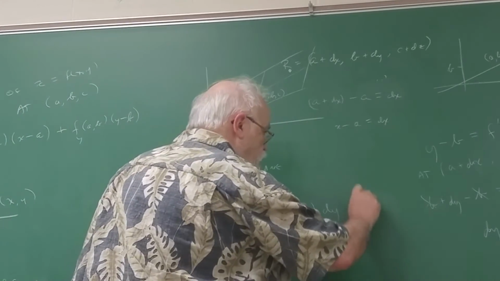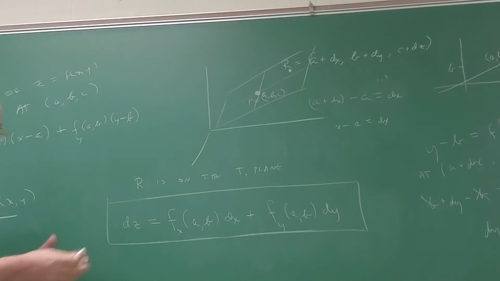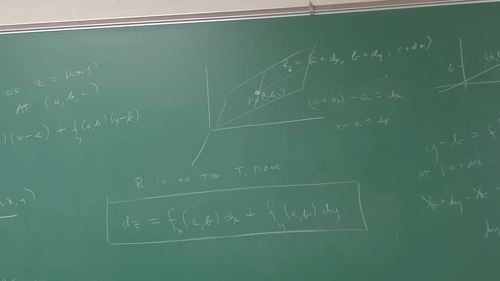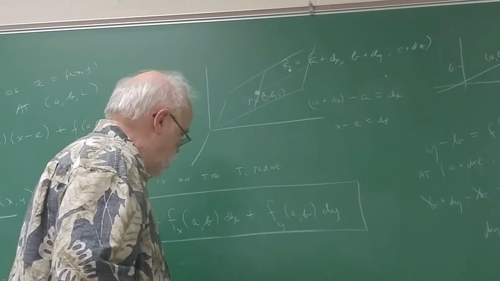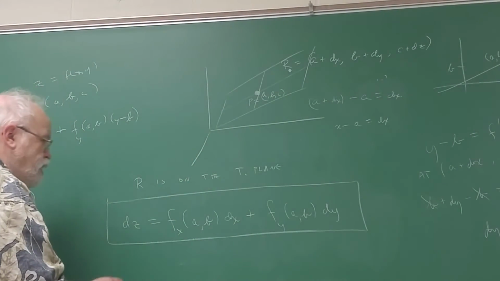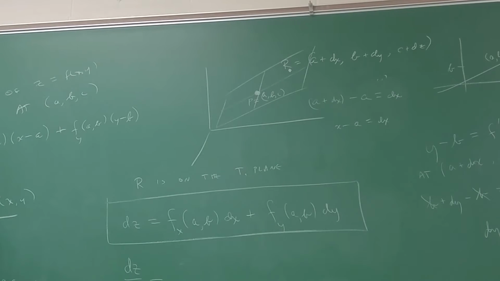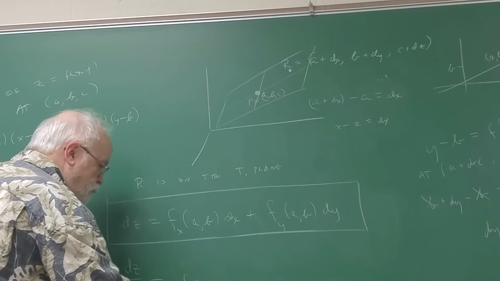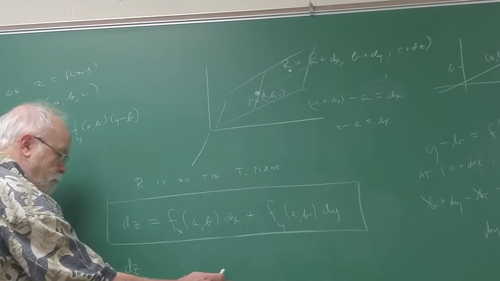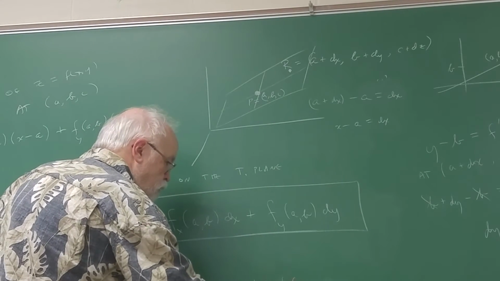This is called the formula for differentials in more than one variable. And here we have the formula for increments in more than one variable. And look what happens when we divide. When I divide dz by dx, I get what? f sub x of AB plus f sub y of AB, dy over dx.